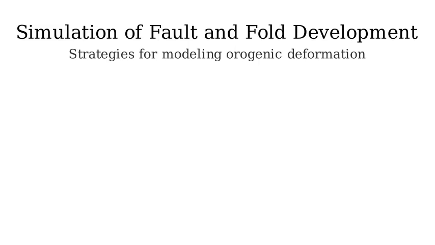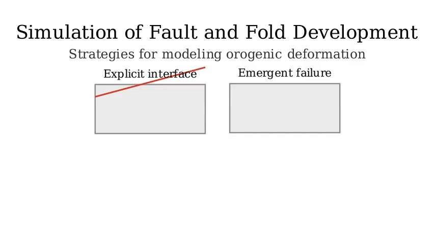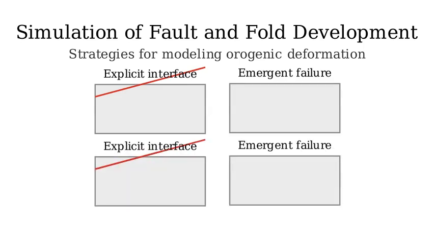There are two widely used strategies to represent faults in numerical models. One is explicit. We insert a discrete, sliding interface where slip is allowed and governed by a friction law or by a prescribed slip history. The second is emergent. We start with a continuous medium that obeys a failure criterion like a Mohr-Coulomb plastic law, and shear zones localize on their own where stresses exceed the yield strength.